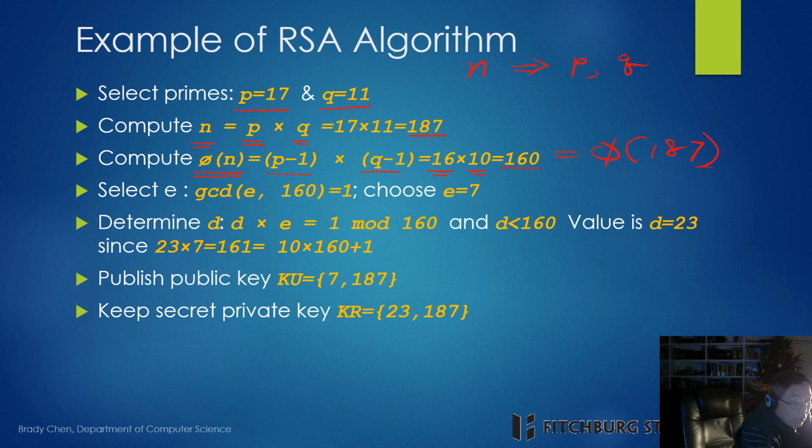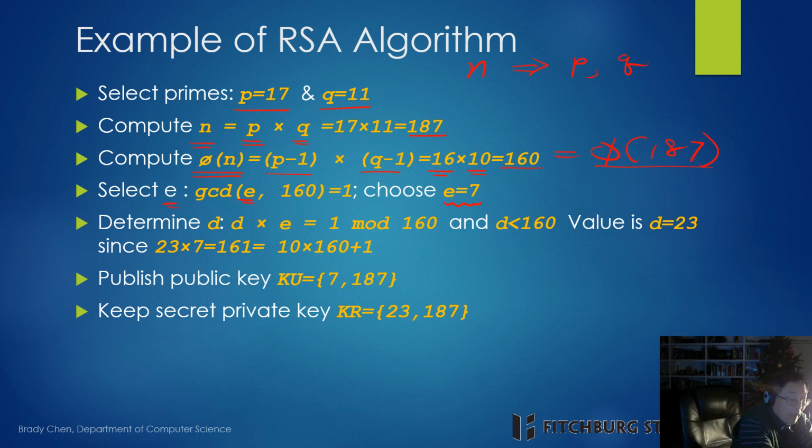Honestly, if you try to calculate phi of 187 by definition, it will take a longer time, right? So we have to test each of the numbers, whether the number is relatively prime to 187. We need to test the numbers from 1, 2, 3, 4, all the way to 186. And then we're going to select E such that the GCD of E and 160 is 1. And we actually find E.